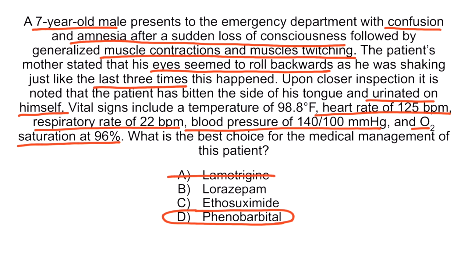Now, answer choice A is wrong because even though lamotrigine is the first line for recurrent tonic-clonic seizures, phenobarbital is actually the first line for children. Answer choice B is wrong because benzodiazepines are indicated in the management of complicated febrile seizures, not recurrent tonic-clonic seizures. And answer choice C is incorrect because ethosuximide is indicated in the management of the typical absence seizure, not for this type of tonic-clonic seizure. And that concludes this section.